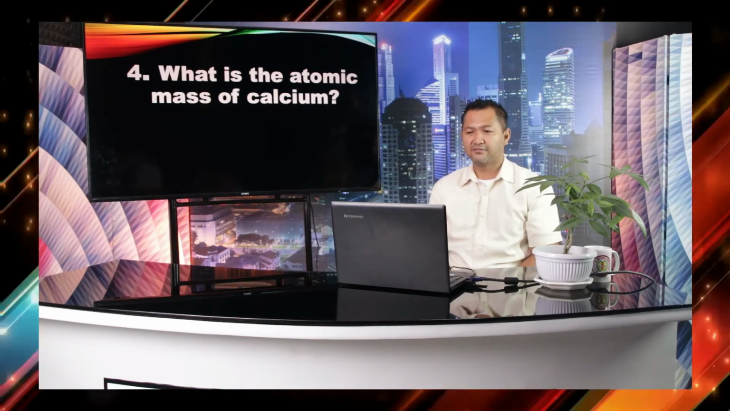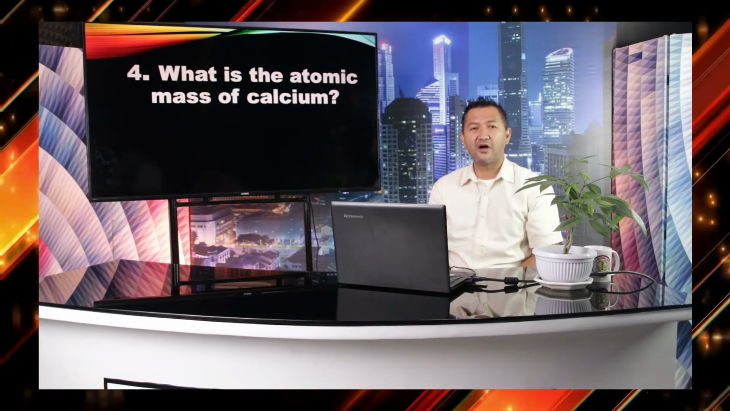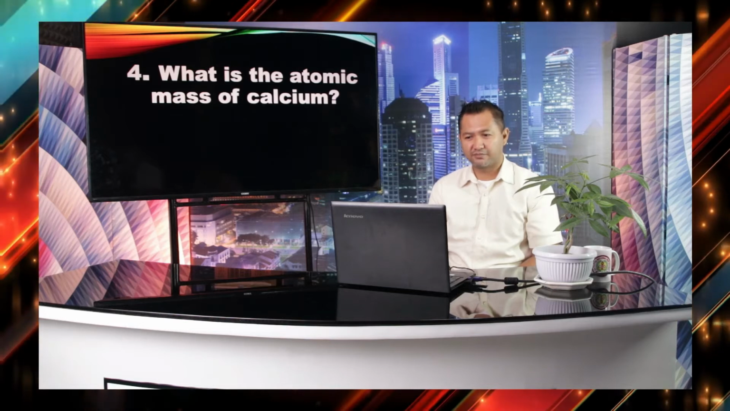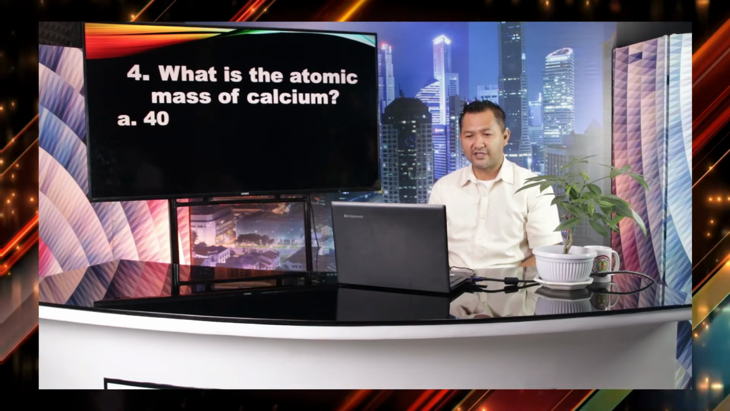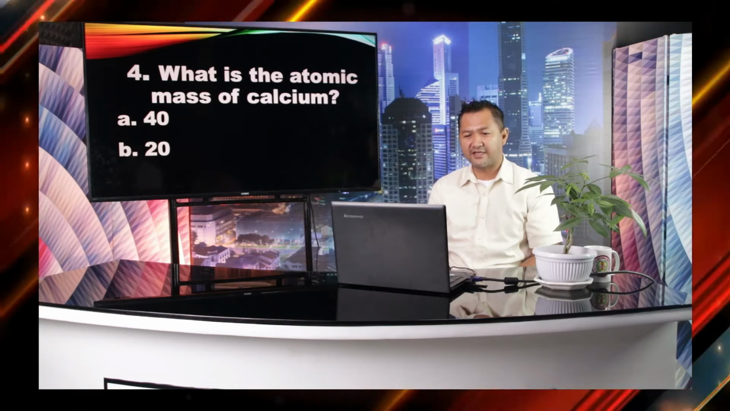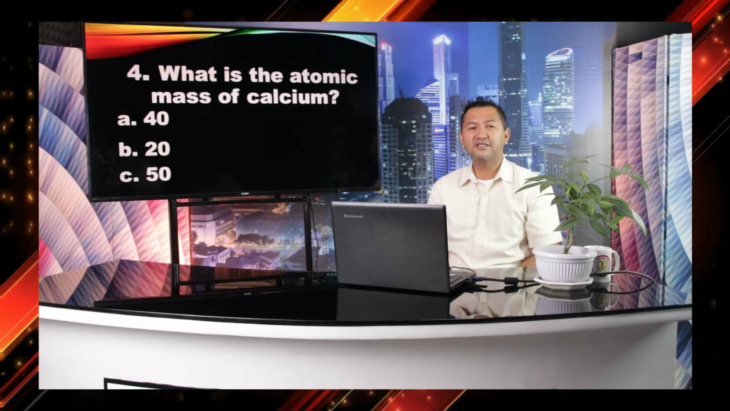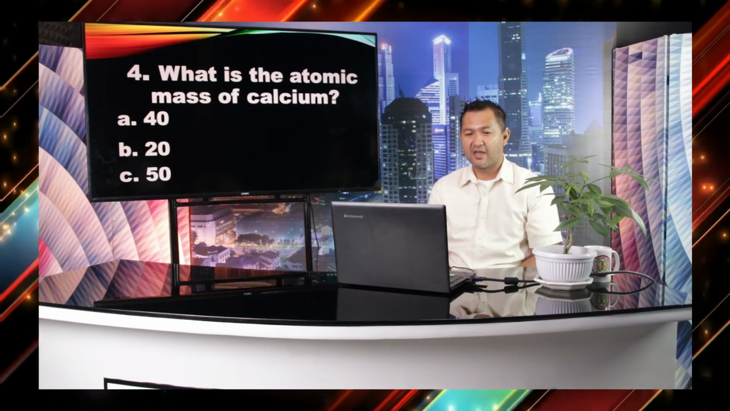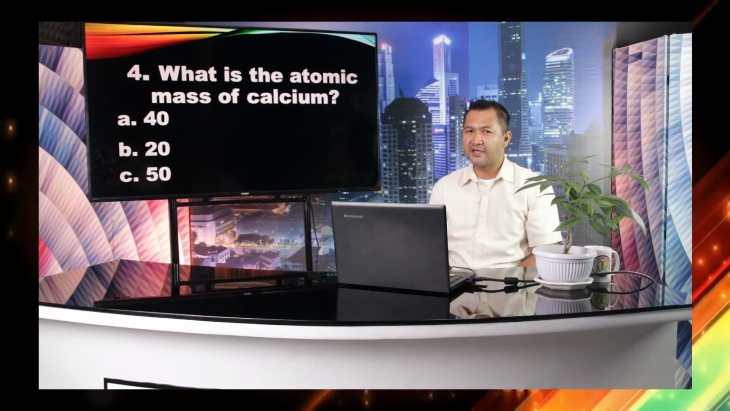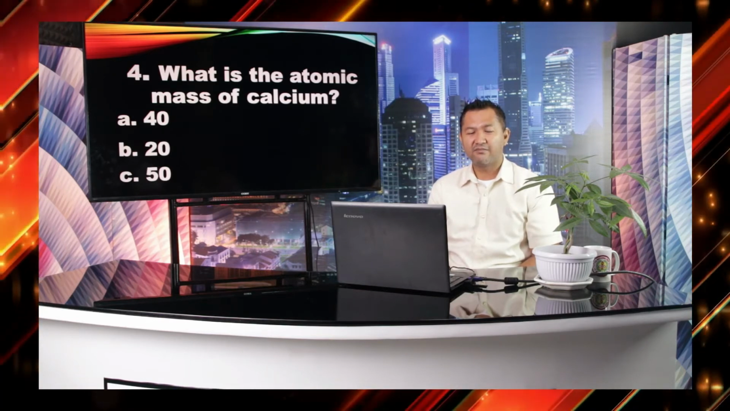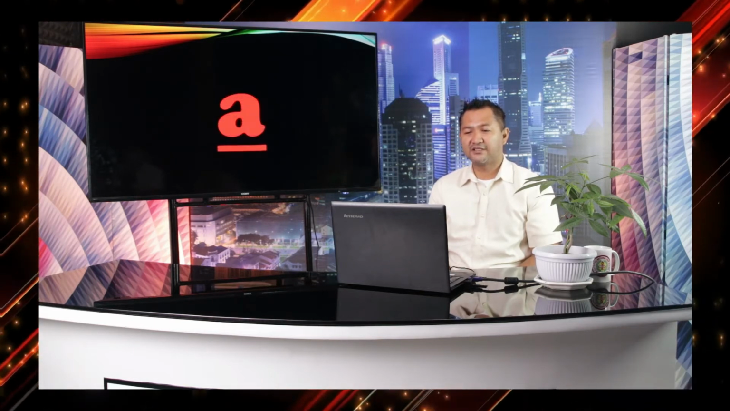Number 4. What is the atomic mass of calcium? A. 40, B. 20, C. 50. Your time starts now. The correct answer is letter A.